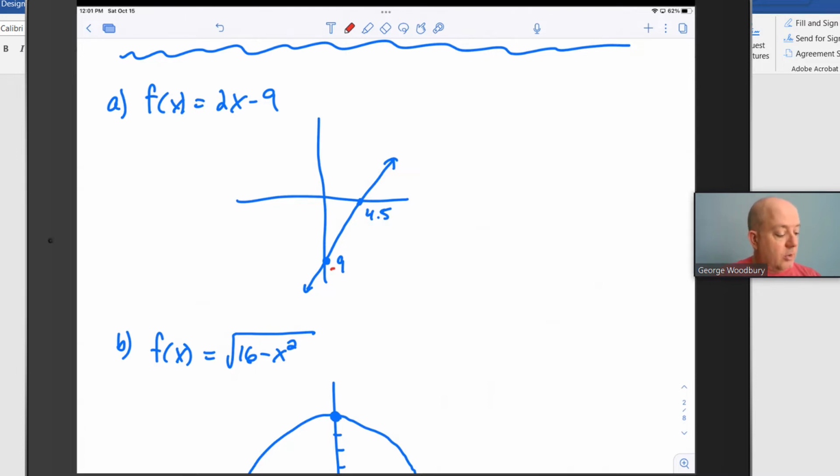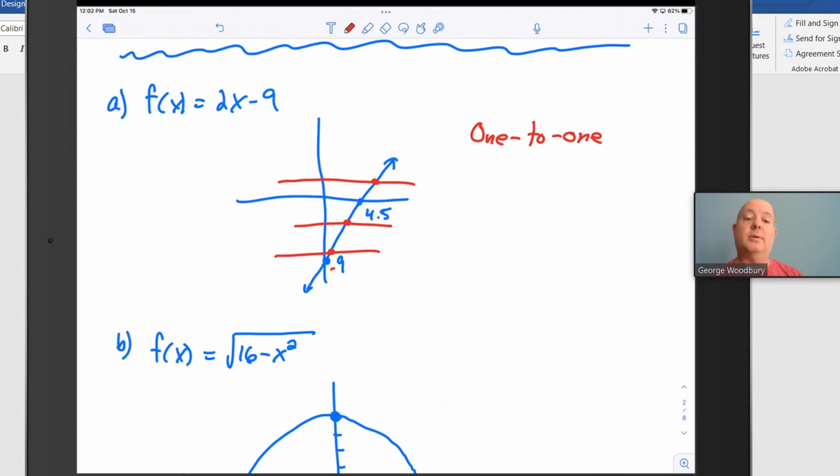So if I draw a horizontal line here, it only crosses once. If I draw one here, it only crosses once. And no matter where I were to draw the horizontal line, it's only going to cross the graph one time. That passes the horizontal line test. And so that's another way to show that this function is one-to-one.